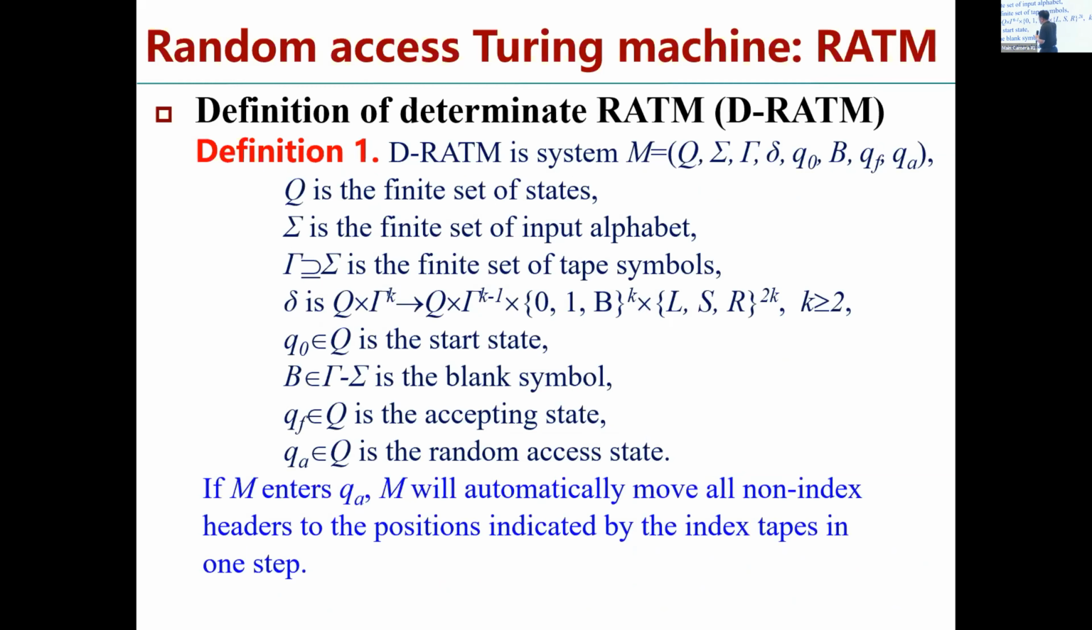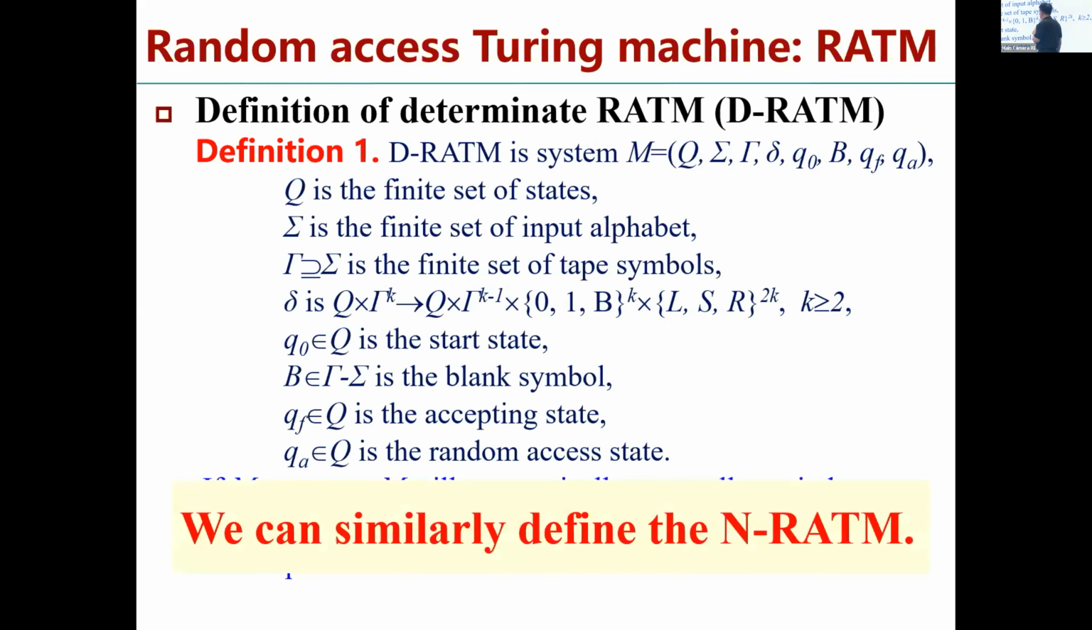So this definition has no big difference from the informal one. We only have a new state QA and the index tape. So I don't want to say more. We can similarly define the non-deterministic RATM. It's almost the same. We denote it by NRATM.